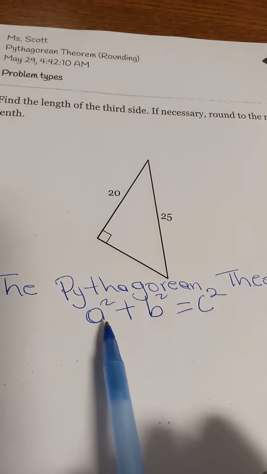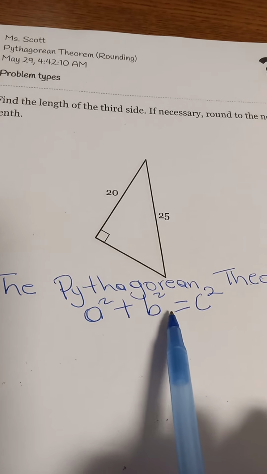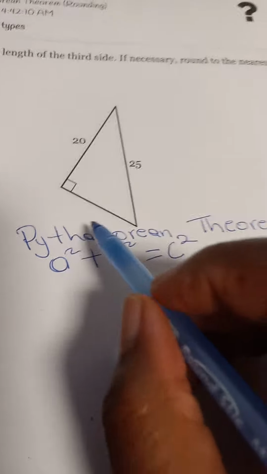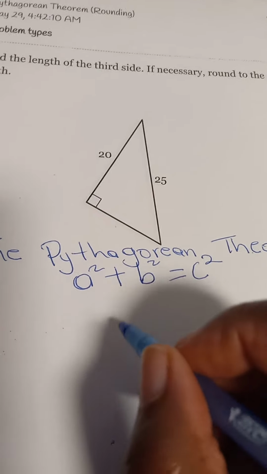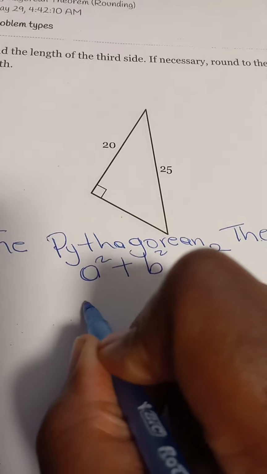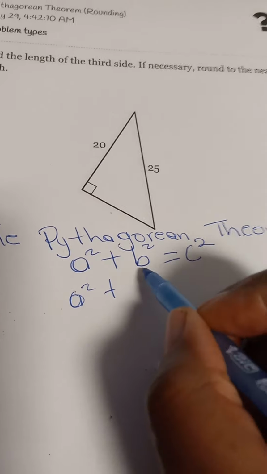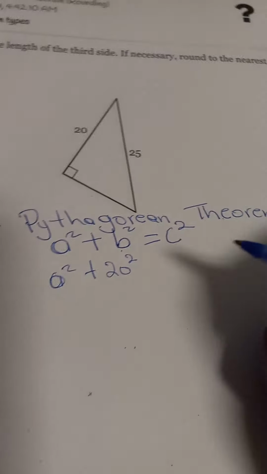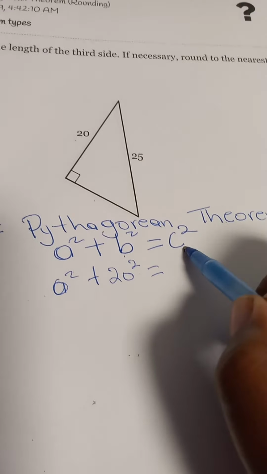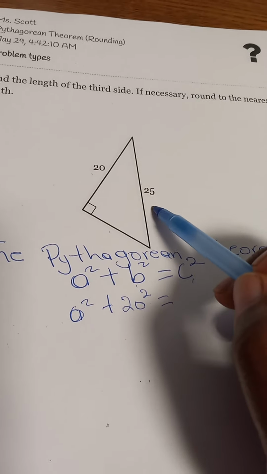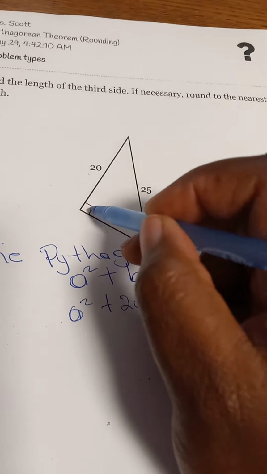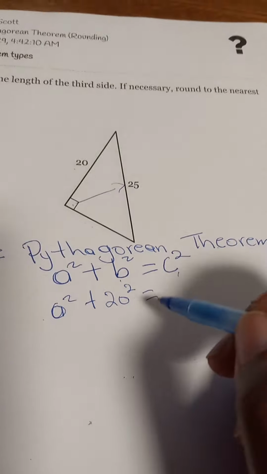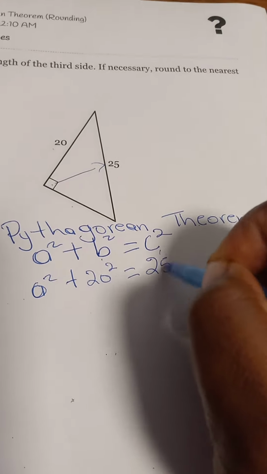Again, the formula is a squared plus b squared is equal to c squared. We have nothing for a squared, so we're going to rewrite a squared. Plus our b is 20, so we write 20, and don't forget to put your squared, is equal to c squared. Now we have our hypotenuse, and remember, the hypotenuse is right across from the right angle. So our hypotenuse is 25, so it's 25 squared.